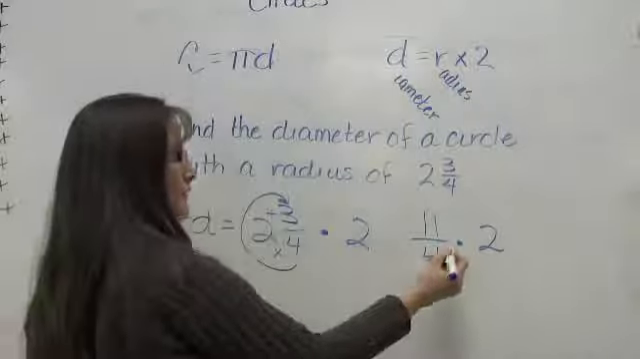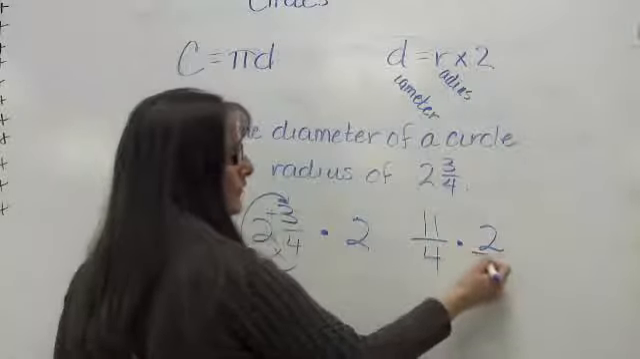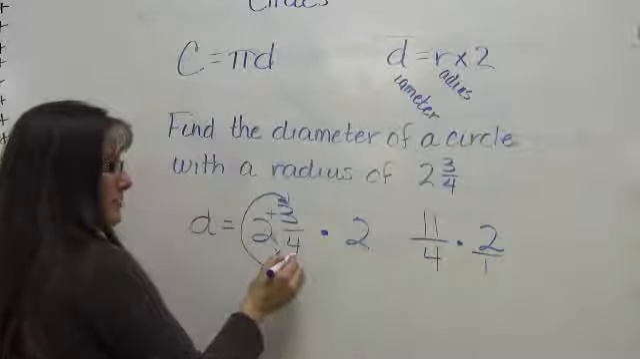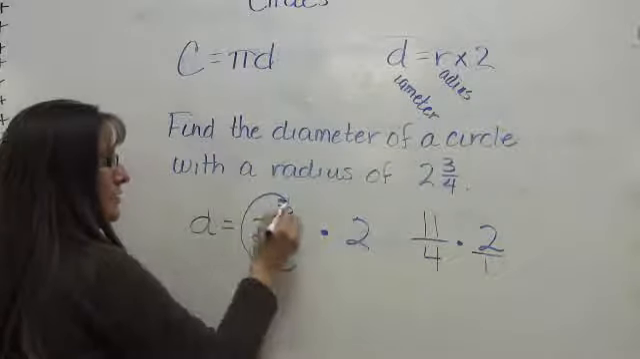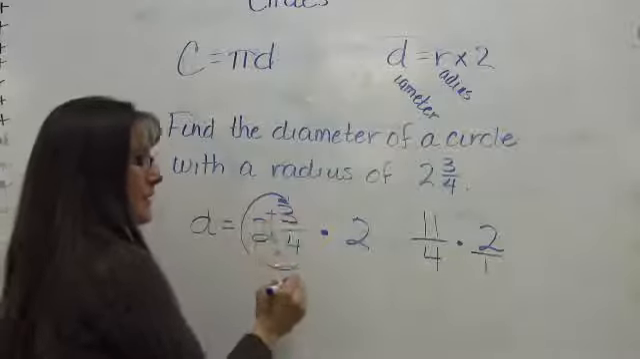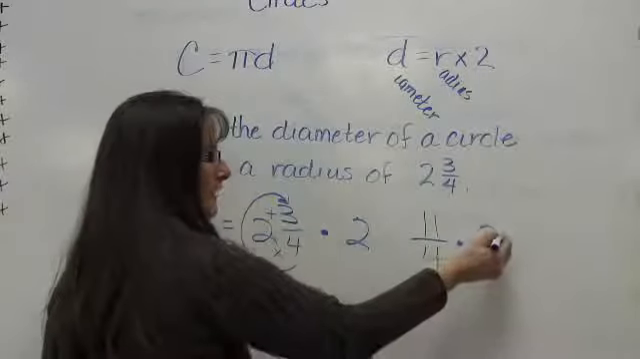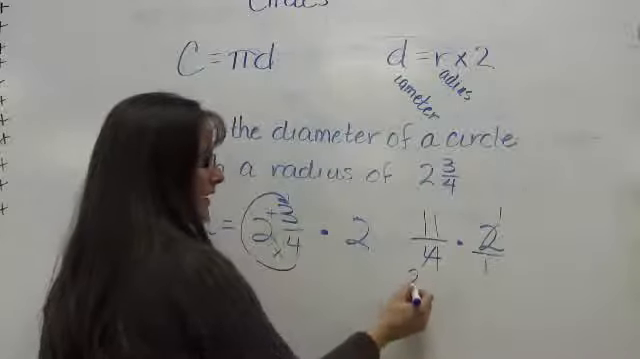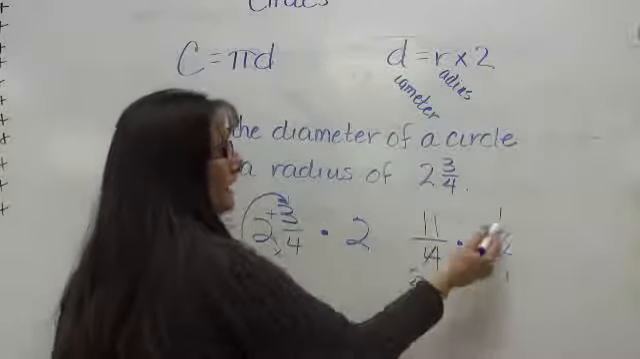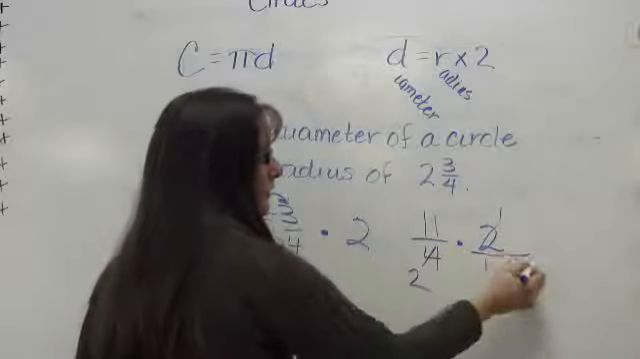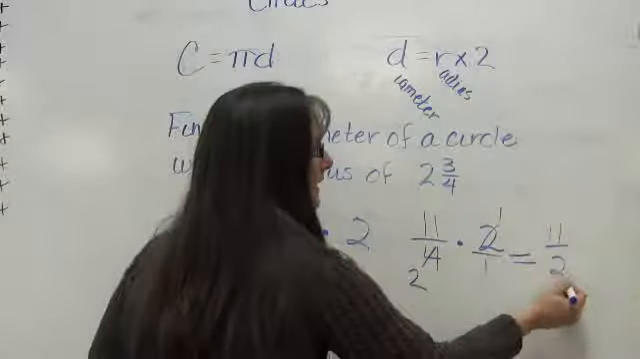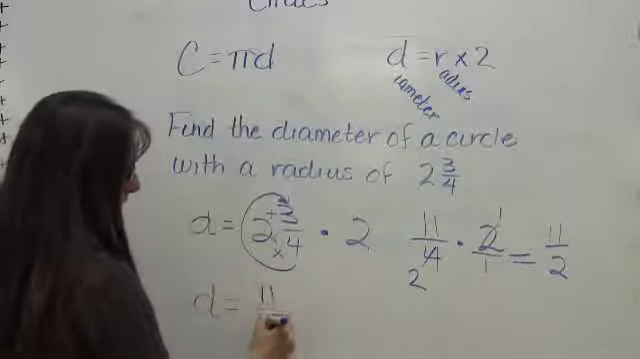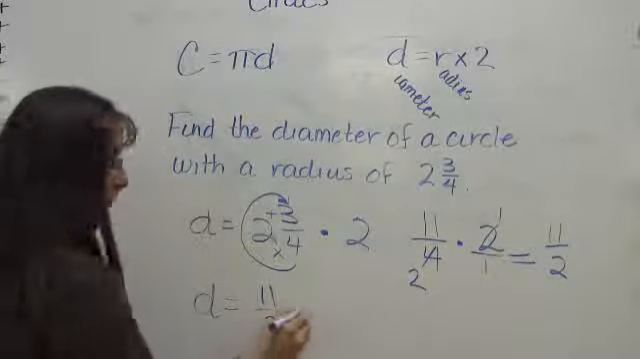When I multiply 11/4 times 2, I'll need to put the 2 over a 1. And I have the 4 as my denominator because you just keep the denominator when you change mixed numbers into improper fractions. I can simplify that. The 2 goes into the 2 once and the 2 goes into the 4 twice. So I have 11/2.